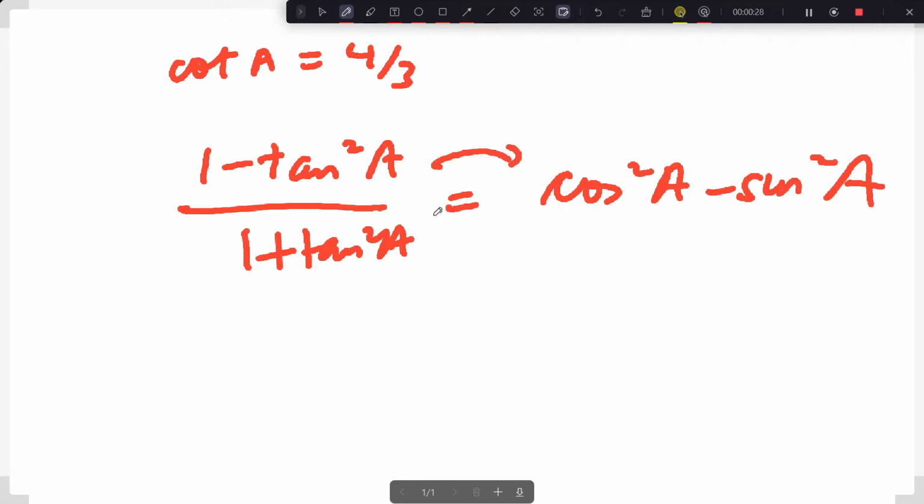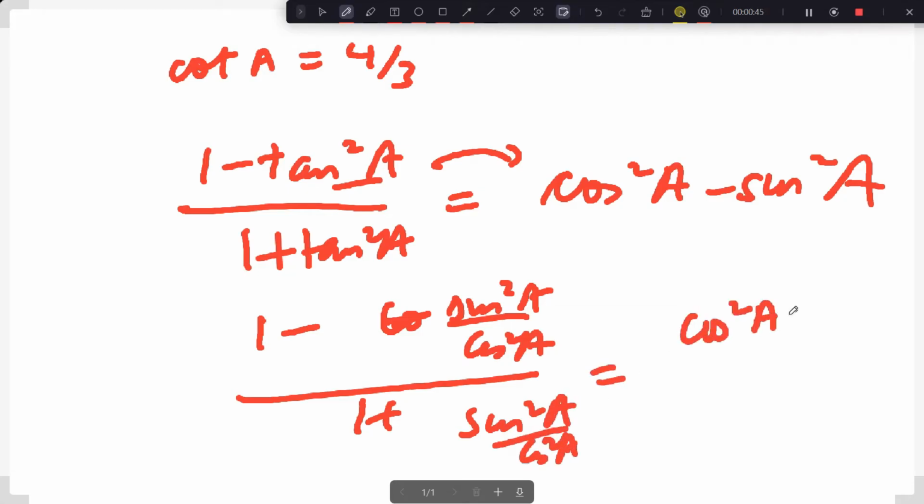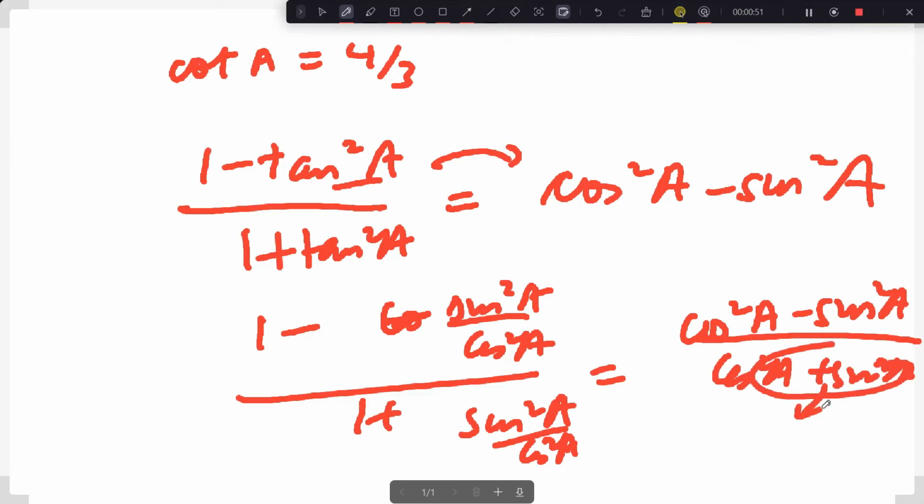I think we'll be covering this in the later part of the chapter. Basically, what is tan A? If we write it as sin square A by cos square A, and below, 1 plus sin square A by cos square A, it becomes cos square A minus sin square A upon cos square A plus sin square A, and this is actually 1. So hence LHS is equal to RHS. But that is a later part of the chapter, I've just told you for a little insight.